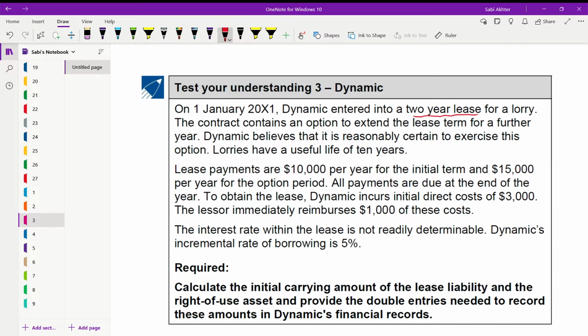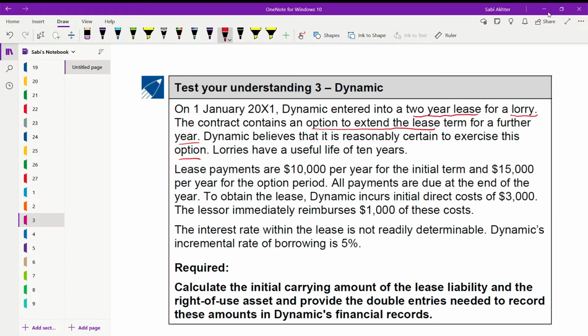They have already told that it's a 2-year lease for a lorry. Even the specified asset they have given, the lorry. And also the term of the lease is given, 2 years. Now the contract contains an option to extend the lease for a further year. That means you can extend the lease for another 1 year. You have that option when you go for the lease in the beginning. So Dynamic believes that it is reasonably certain to exercise this option. That means they are going to extend.